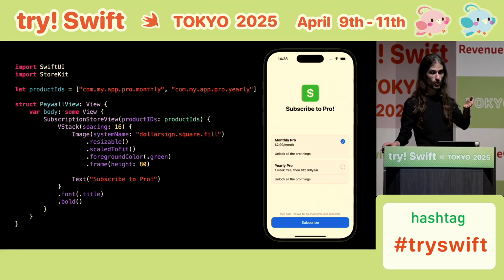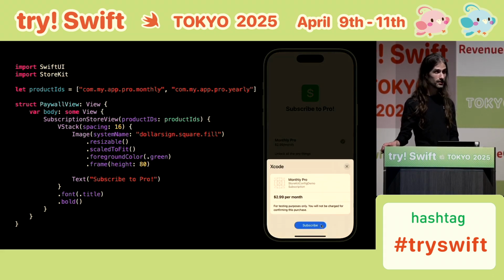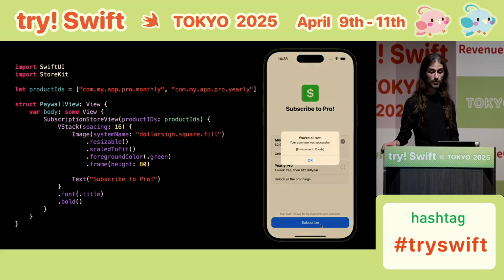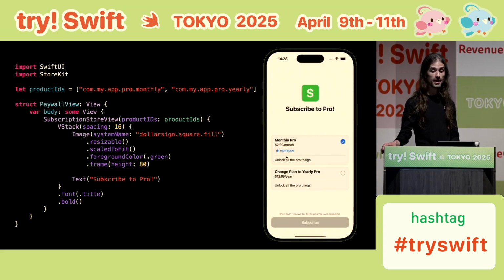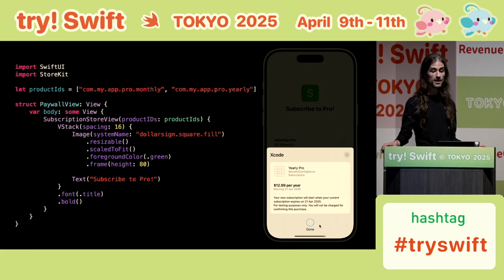You create your subscription store view, you give it your product IDs, I put some configuration for the header, and automatically you get this fully functioning paywall that lets you make a purchase on the Apple Store, and that also displays all of the information that Apple expects to see when you're putting a paywall in your app. So it saves you a lot of time in implementation, but also in app review.